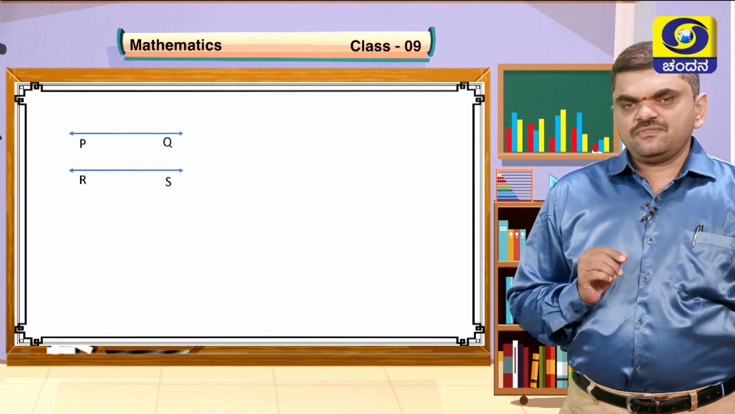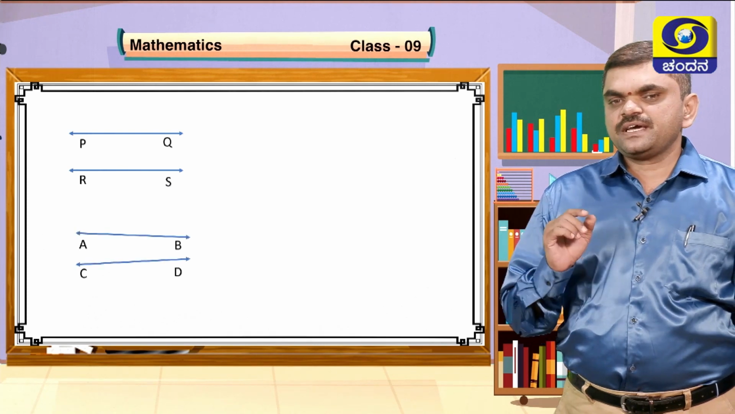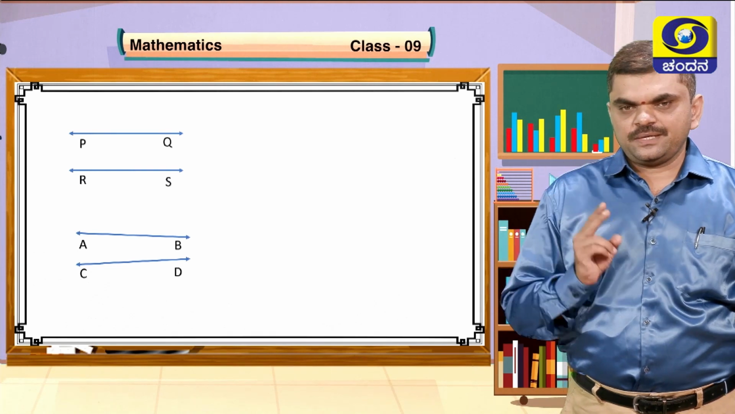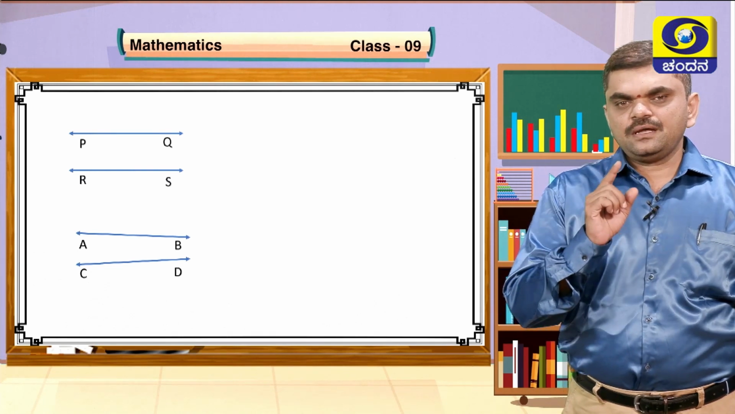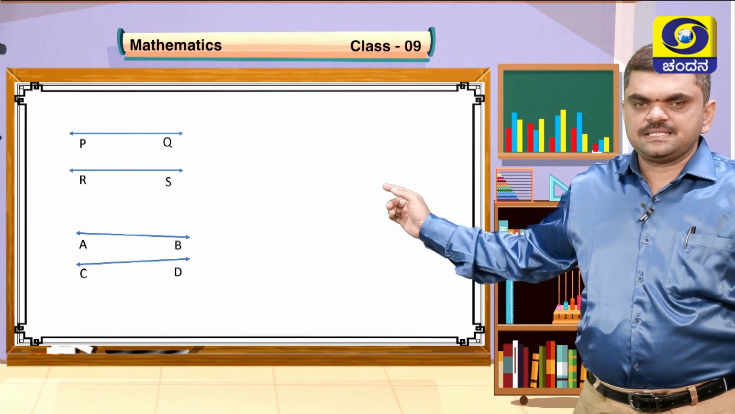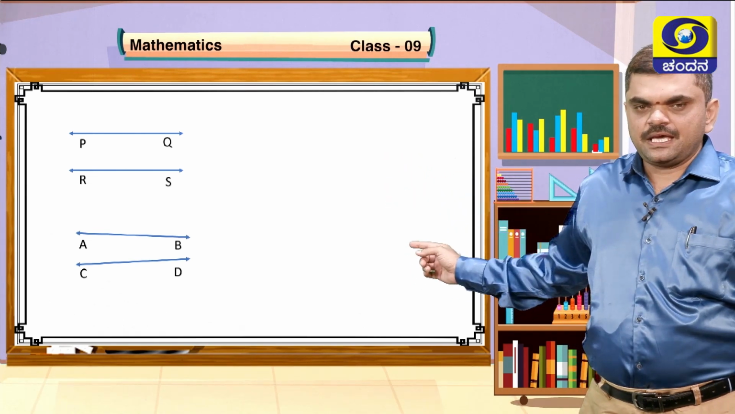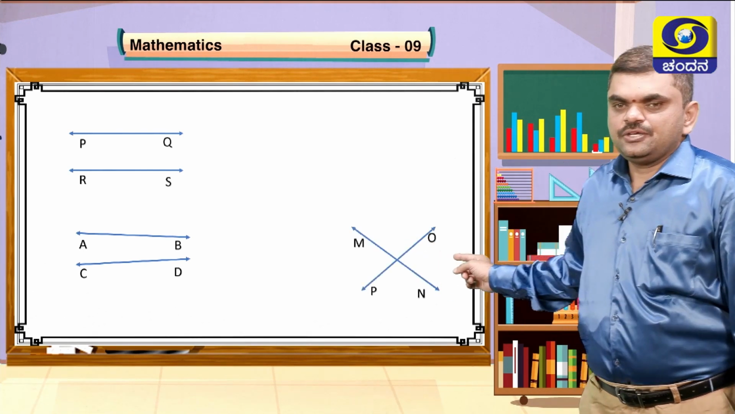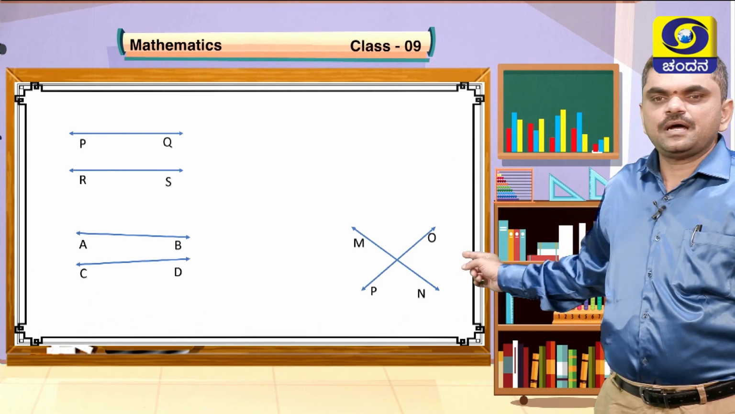Observe these types of lines. Which are the types of lines you have observed? If I tell you to draw any two types of lines, you may draw like this, that is PQ is one line and RS is another line, or AB is one line and CD is another line. Like this you may draw, or you may draw like this also, MN and OP.